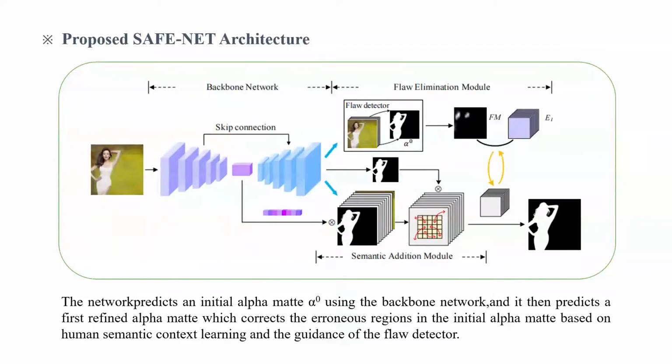As shown in this figure, our human matting pipeline consists of three components: a backbone network, a Semantic Addition module, SAM, and a Flaw Elimination module, FEM. Given an input image, the backbone network first produces an initial alpha matte. This initial matte is then fed into SAM to enhance the semantics. Next, FEM takes the initial matte and the semantic enhanced features to predict the first refined alpha matte. The first refined alpha can then be iteratively fed into SAM and FEM. And finally we have an output alpha matte.